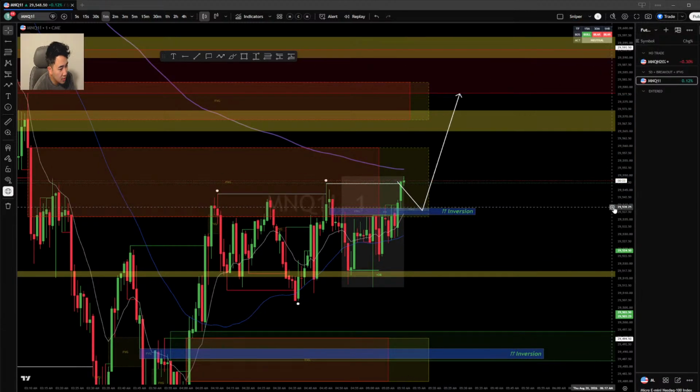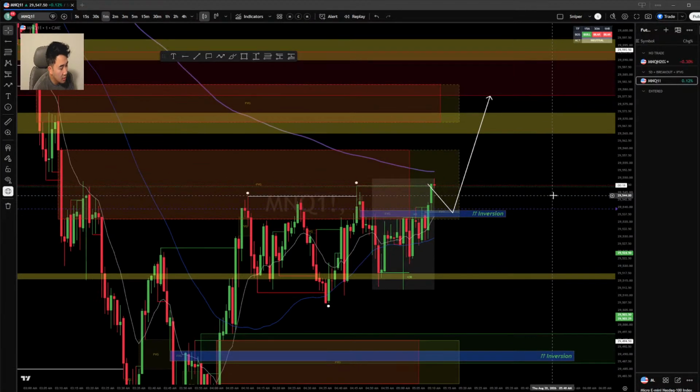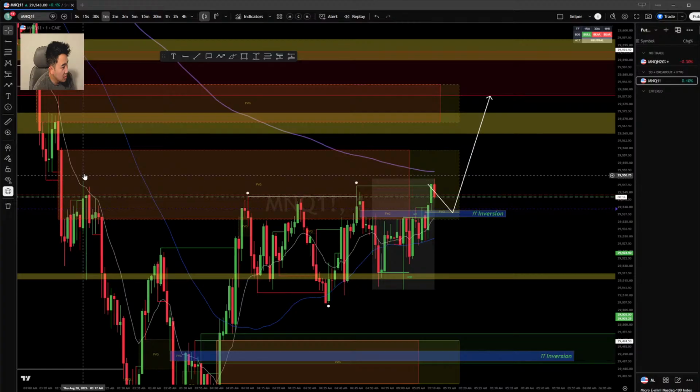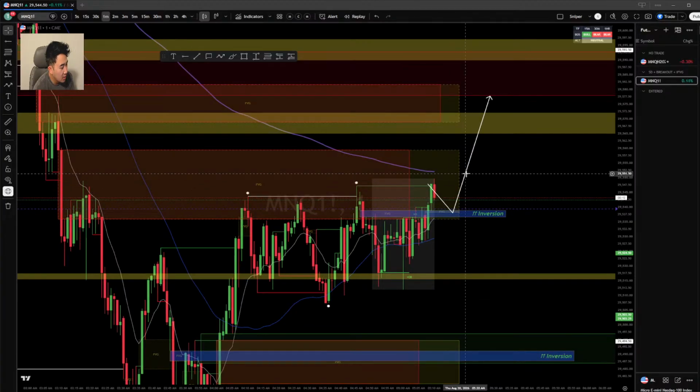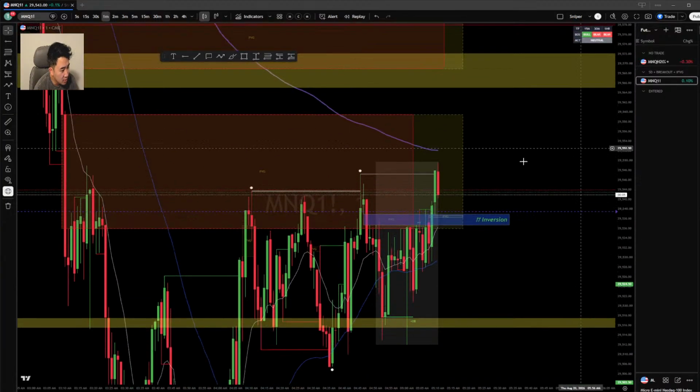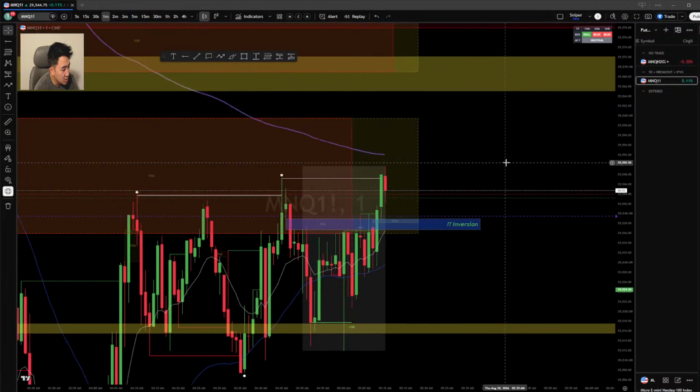Just gonna put an alert right here in case it pulls back. And then on the 15-second, it took out 15-second liquidity to the left over here. But let's see if we get an entry. It's also a bullish gap sitting inside that bullish inversion.